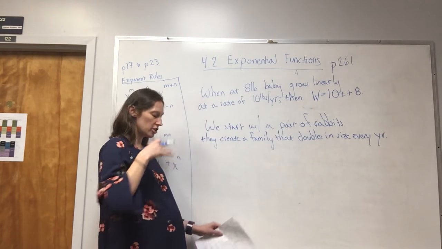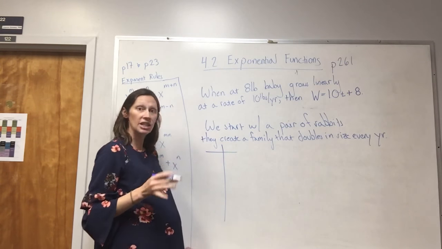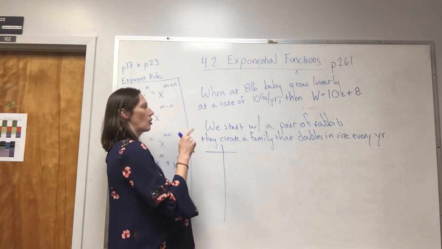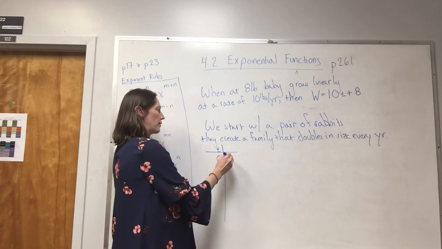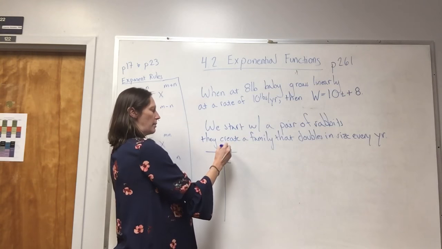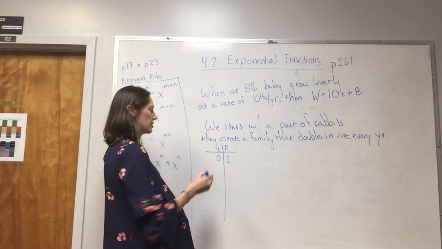Okay, so let's look at what this might be just as a t-chart, okay? So initially, when time is 0, we have 2 rabbits. We start with a pair of rabbits. So I'm going to have input t, output r for number of rabbits.